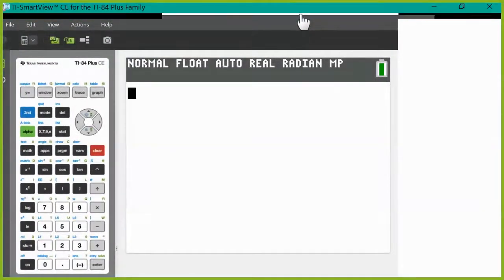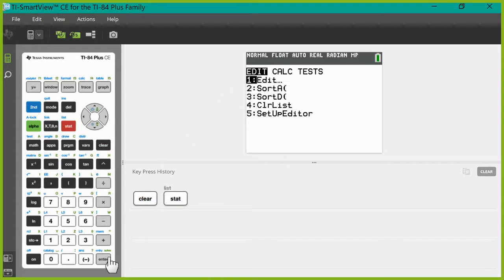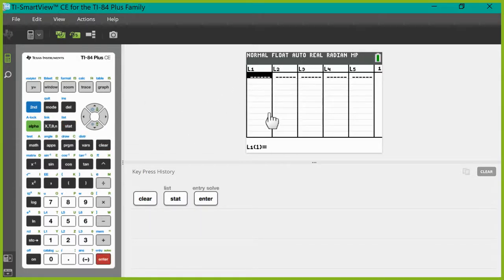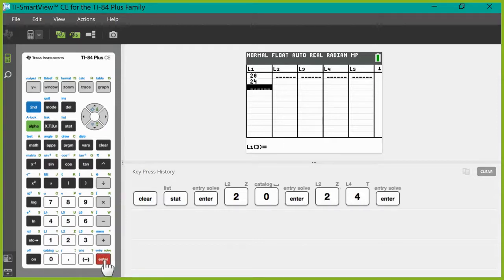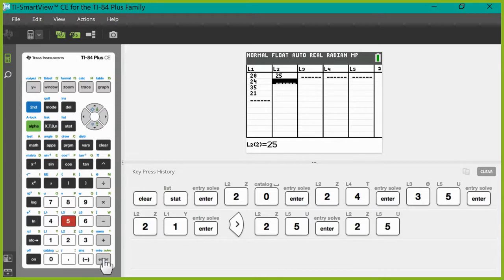So let's make that fit. Okay. We are going to first enter our data into our calculator. So we're going to go to Stat, Edit, Edit, and then in L1, I'm going to put my observed values. So I have 20, 24, 35, and 21. I usually pre-enter this data. And then in my L2, I'm going to put my expected values. So we said we should expect 25 in each group.